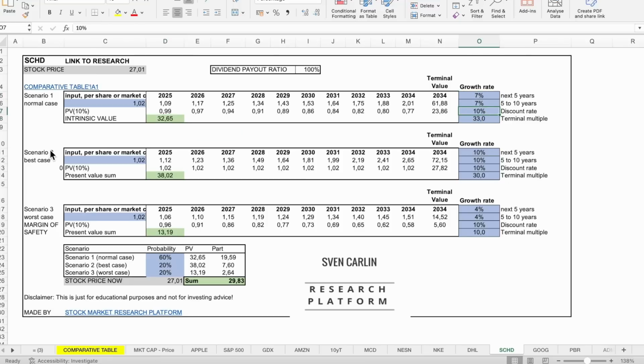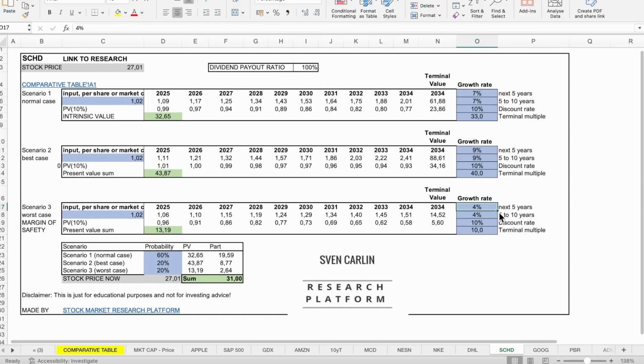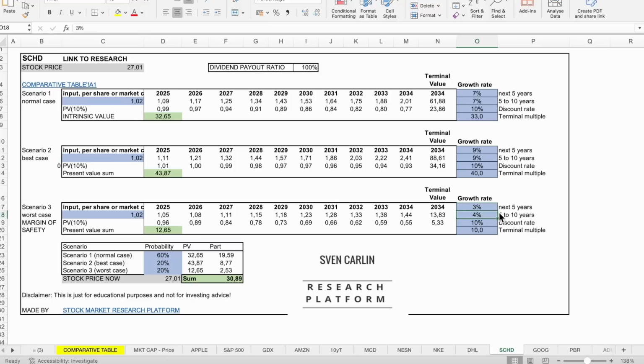Very, very interesting. Best case, if somehow they grow at 9% going forward and then interest rates go down and let's say the dividend yield goes lower, then the stock price will go higher. Worst case scenario, let's say we have a few recessions, 3% dividend growth, and the terminal multiple goes to 4%, then the present value is 20 and the stock is overvalued.